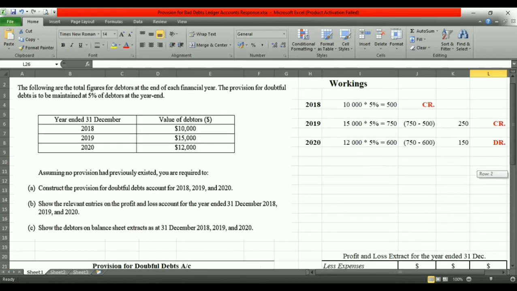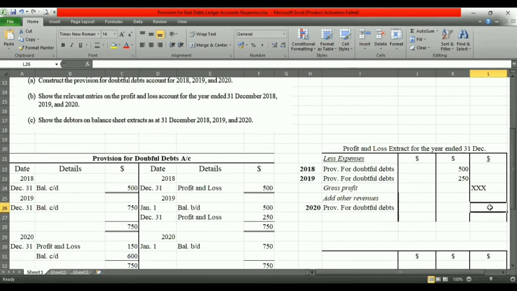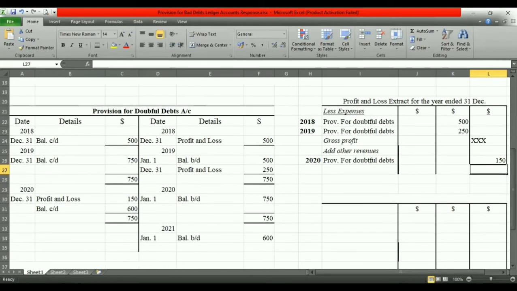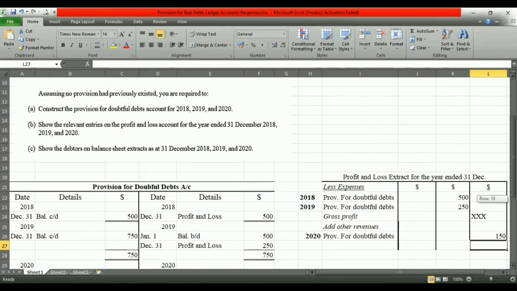Apart from that, go up to your workings, and it is the difference in value between the previous year and the current year, which is 150. And because it is a reduction, we show that as a revenue. So the value that we're recording is 150. And we have completed the profit and loss extract for the 3 years. So we have completed part B.